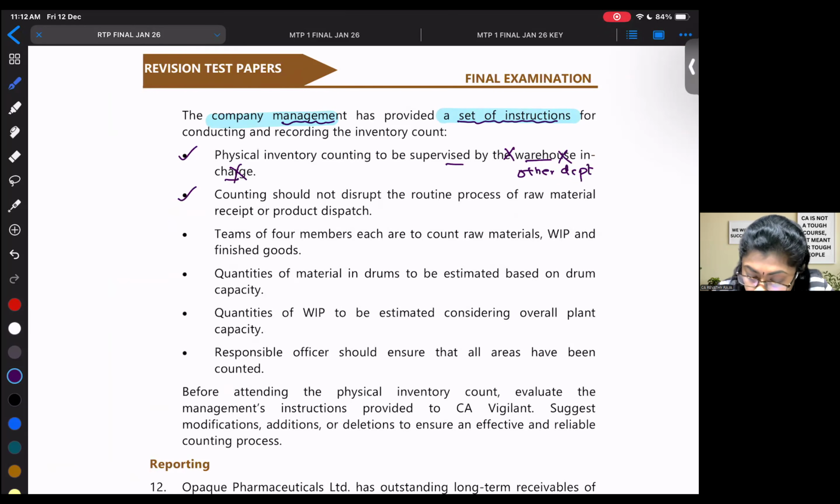Next. Counting should not disrupt routine process of raw material or product dispatch. See, usually it is done on 31st March. When management is counting the inventory, what if there is an inward and outward movement? Won't it affect the accuracy of inventory value? Whenever count is taking place, shouldn't the inward and outward movement be stopped? Here, what they say is routine should happen. So again, that's wrong, we feel. Inward and outward movement of inventory is not allowed, otherwise inventory amount will be wrong.